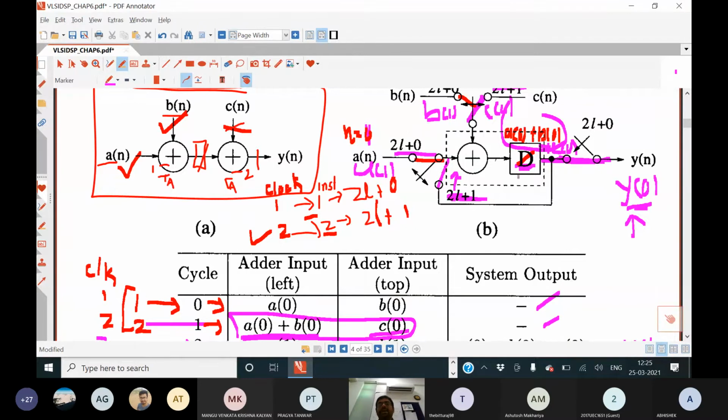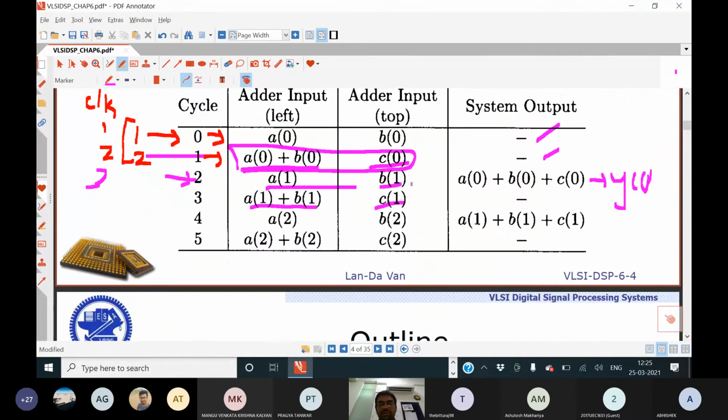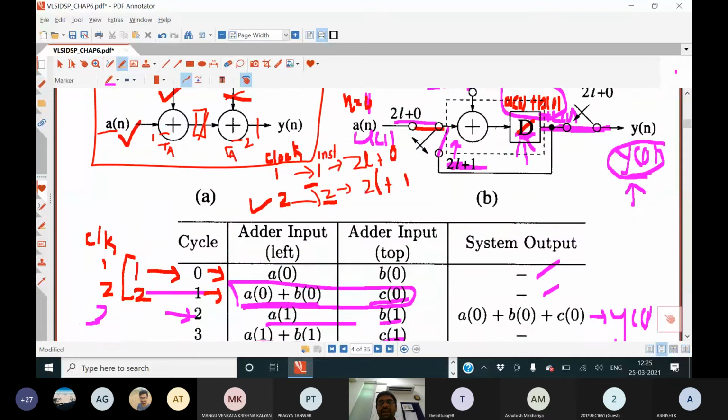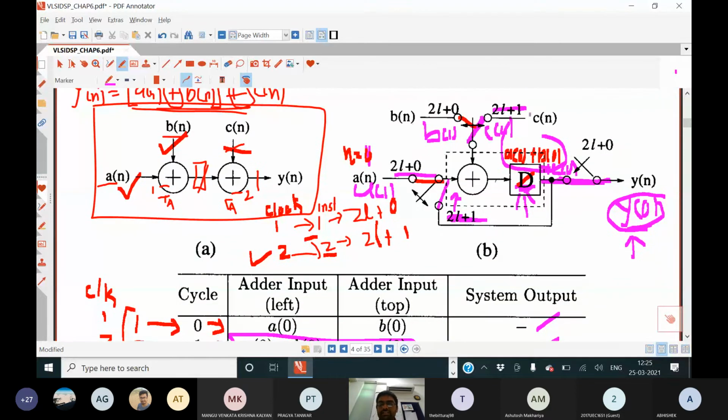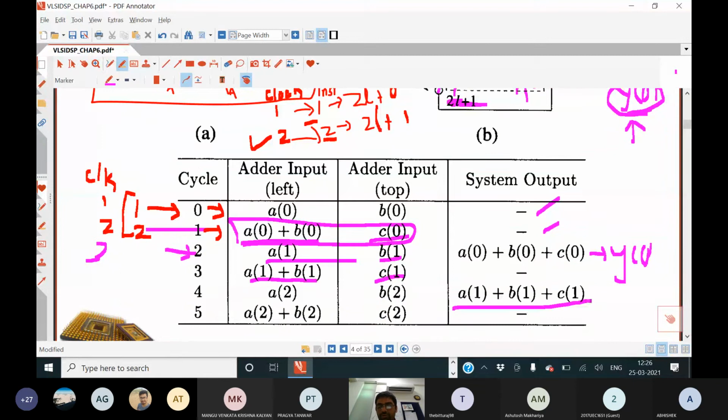So this D flip-flop is just to ensure the pipeline stage. The left hand side of this D flip-flop will be executed at the same time as the right hand side of the D flip-flop. The right hand side is nothing but generation of Y0, and the left hand side is nothing but addition of my A1 plus B1. So A1 plus B1 is generated in the next instance, C1 will be added, and this output generated. This way the output will be generated as Y0, Y1, Y2 after every 2 clock cycles.